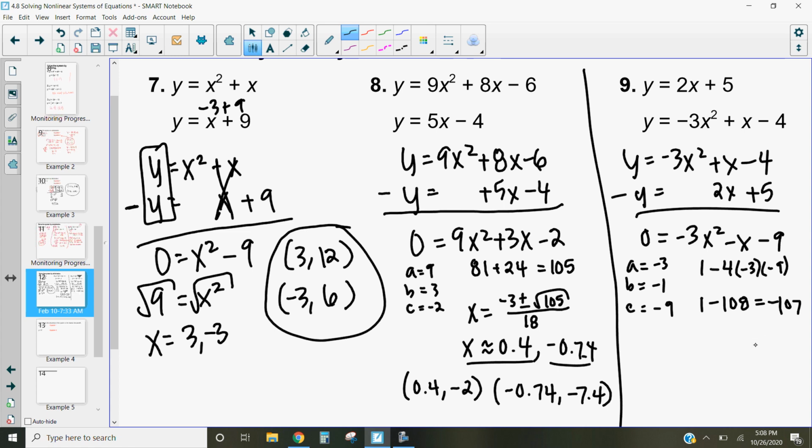And again, if our discriminant is negative, then we know that there are no real solutions and these do not intersect at all. So that is how we would solve a system of equations through elimination.